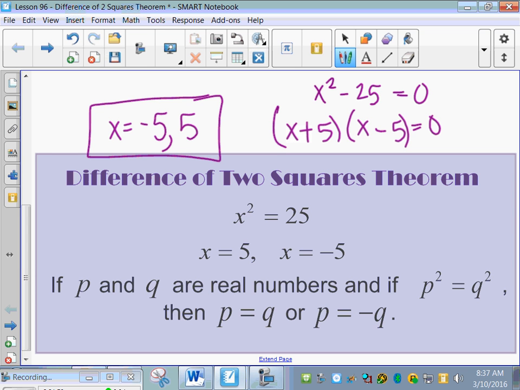Okay, so there's your theorem, which it talks about right there. If p and q are real numbers, and if p squared equals q squared, then p equals q or p equals negative q. All right, so that's what we just did.